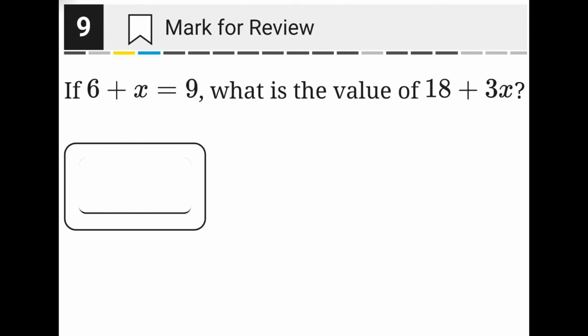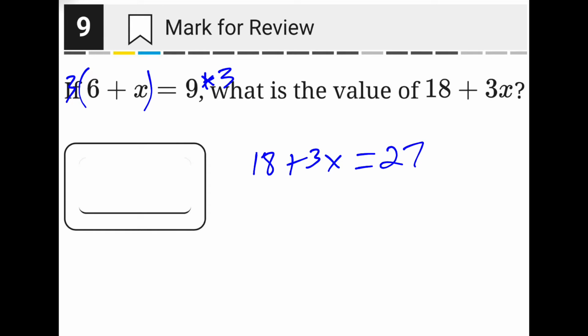So we could solve for x, but notice what happens if we triple everything. So 3 times all of this, and 3 times all of this. We end up with 3 times 6 is 18, plus 3x is equal to 27. And there is our answer. A little bit faster than getting x and plugging in.